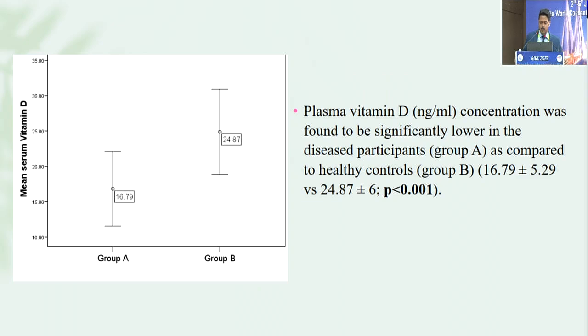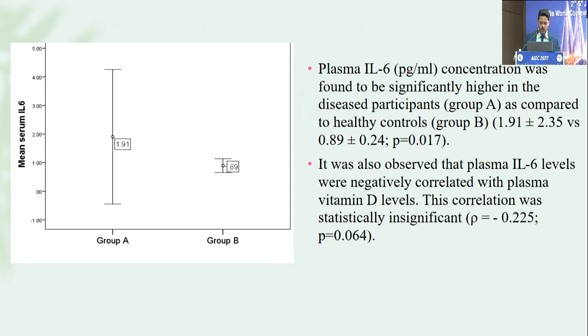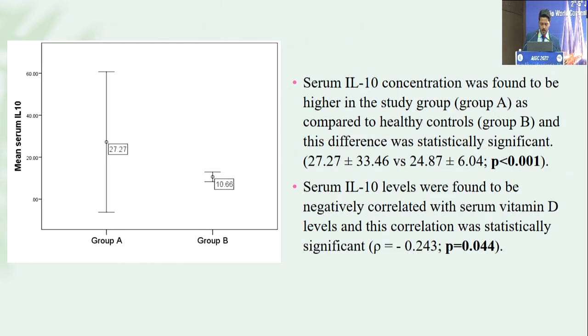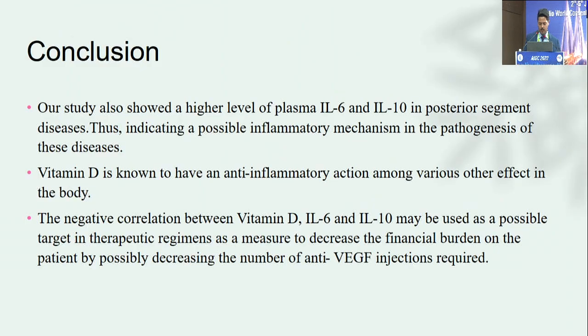We found that plasma vitamin D concentration was significantly lower in diseased participants as compared to healthy controls, and this turned out to be statistically significant. Similarly, plasma IL-6 concentration was significantly higher in the diseased participants as compared to healthy controls. We also took out a correlation, but it was statistically insignificant. Serum IL-10 was also statistically higher, and its correlation came out to be statistically significant.